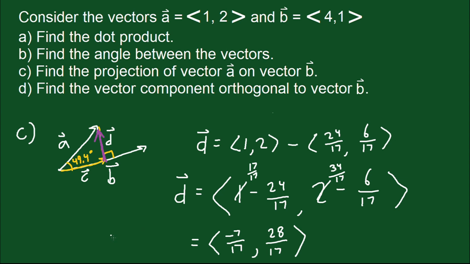So hopefully this video has explained what the dot product is, how we can find it, and how we can use it in these different applications to find the angle between two vectors, as well as the projection of one vector onto another. And again, this last part that we did here, this was for part D. I forgot to change that. So hopefully that makes sense.